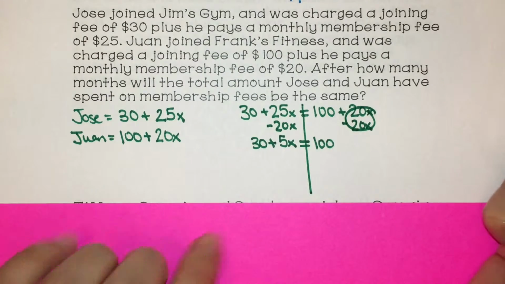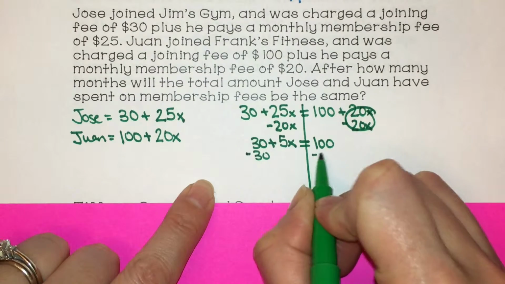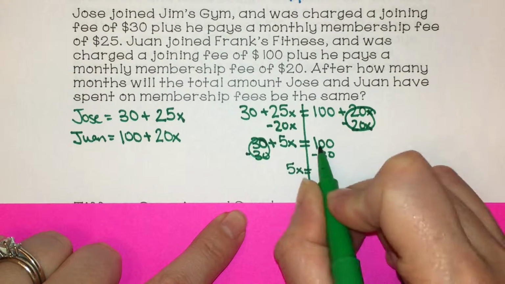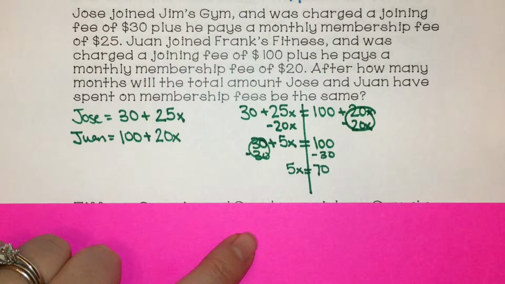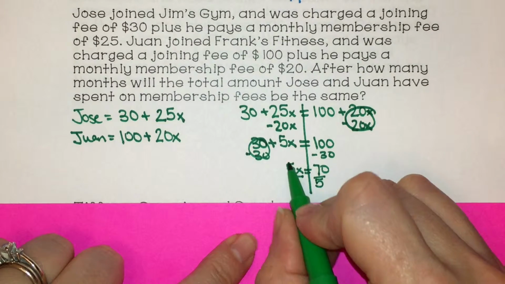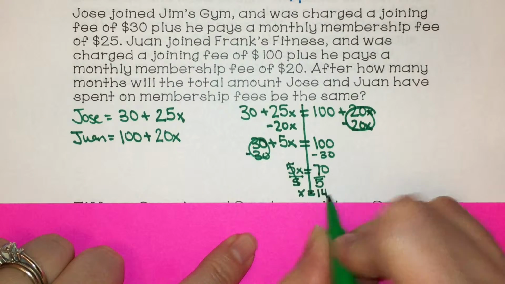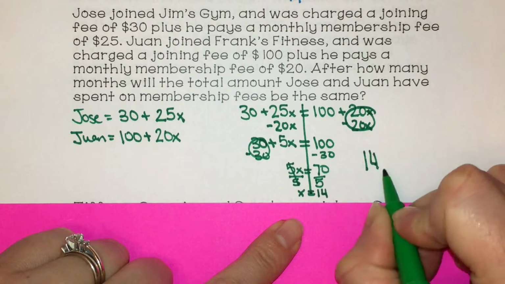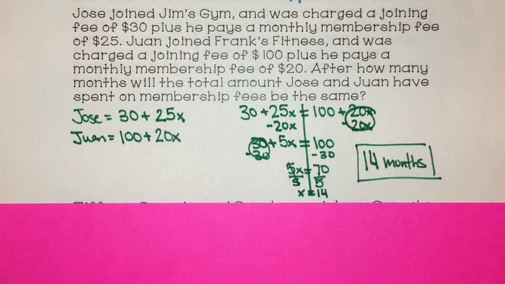Okay, now I'm going to solve for X. I need to get rid of the 30. It's positive, so I'm going to subtract 30 on both sides. 30 minus 30 is 0. Bring down my 5X is equal to 100 minus 30 is 70. X is being multiplied by 5, so the opposite operation is to divide by 5. Anything you do on one side, do to the other. So we have X equals 70 divided by 5 is 14. So that means after 14 months, the amount in fees that they've each paid will be exactly the same.